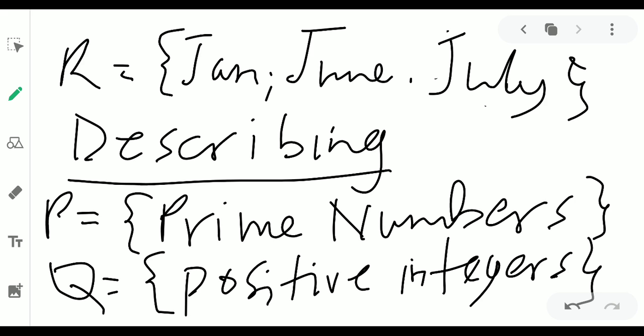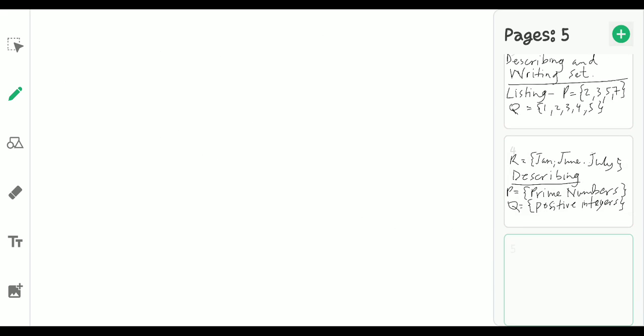So set Q is positive integers. I'm not listing, I'm describing. I'm writing their name, I'm describing it. Then the next one, that is set R.